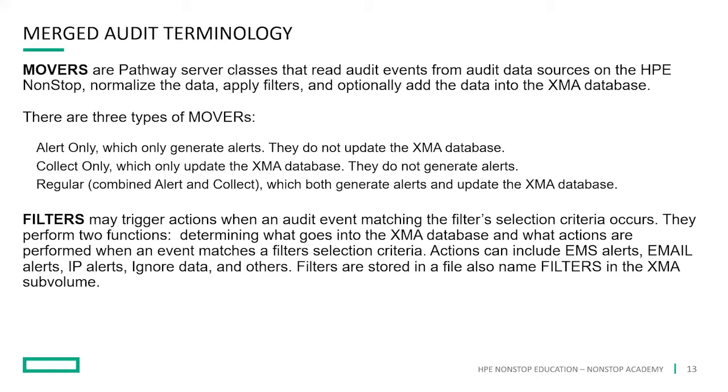Actions that you can do with the data include writing to the database, generating EMS events, emails, and IP alerts, which is data that goes out over TCP/IP. You can ignore the data if you don't want to write it to your database. You can run macros. You can do all kinds of stuff. The filters are all stored in a text file called filters in the merged audit subvolume. We're going to get into how to manage and edit that file in a minute. But these are the two key components to merged audit.